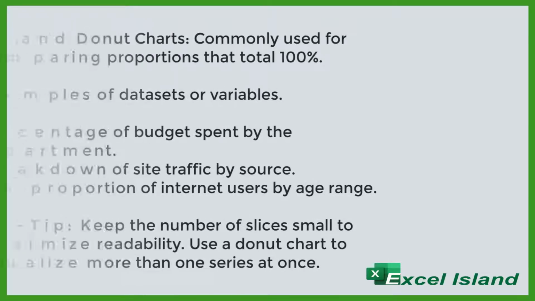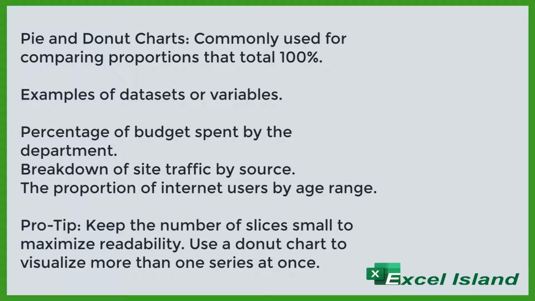The number 7 and number 8 types of chart and graph we'll be looking at is what is called the pie and the donut chart, and it's commonly used for comparing proportions that total 100%.